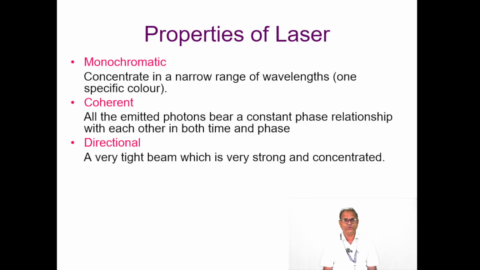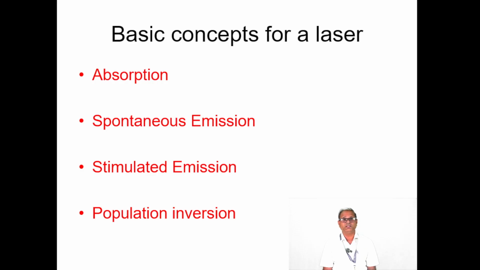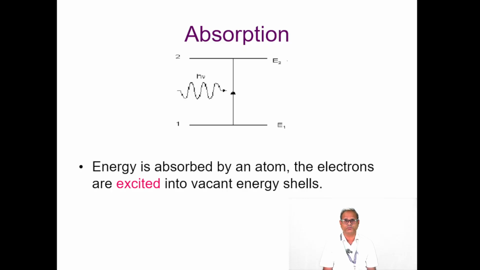To produce this laser light, we have to see the processes involved in laser action. The first process is the absorption process, the second is the spontaneous emission process, the third one is the stimulated emission process, and the last one is population inversion. So, first of all we will go with the first process, which is the absorption process.